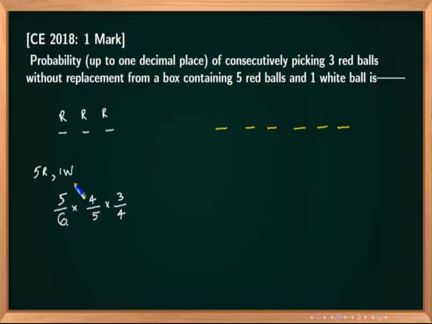So 5 by 6 for the first red, 4 by 5 for the second red, 3 by 4 for the third red, which means that this has to happen and this has to happen and this has to happen, and they are independent, so I can multiply it. So this will be 3 by 6, which is 1 by 2.